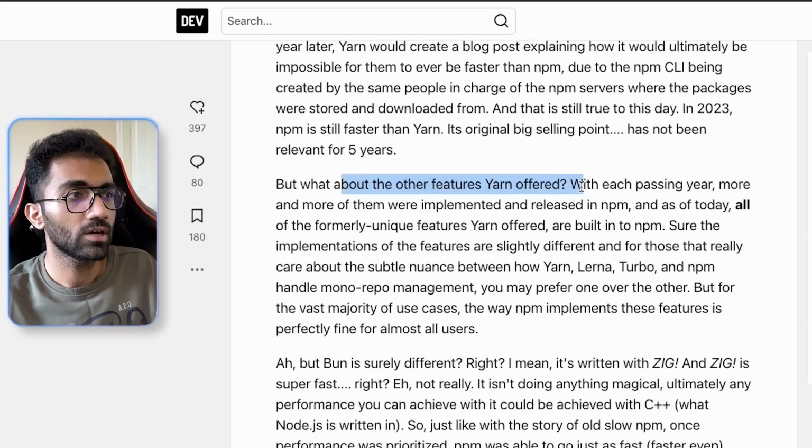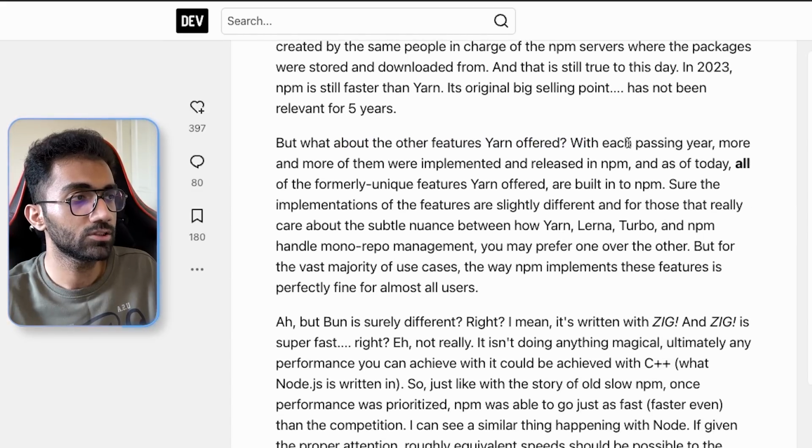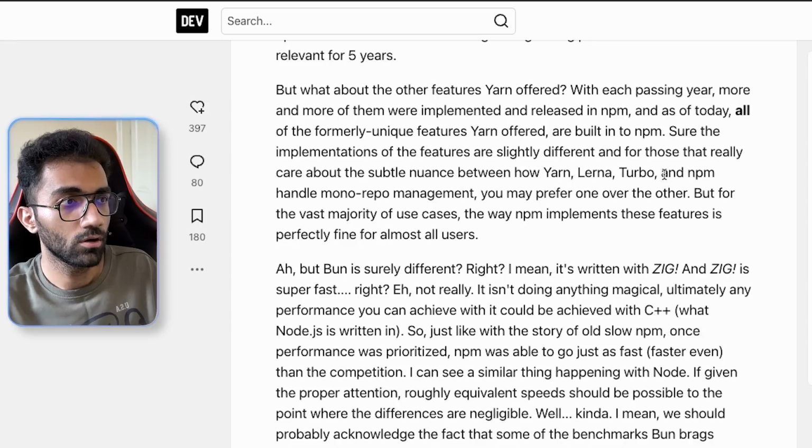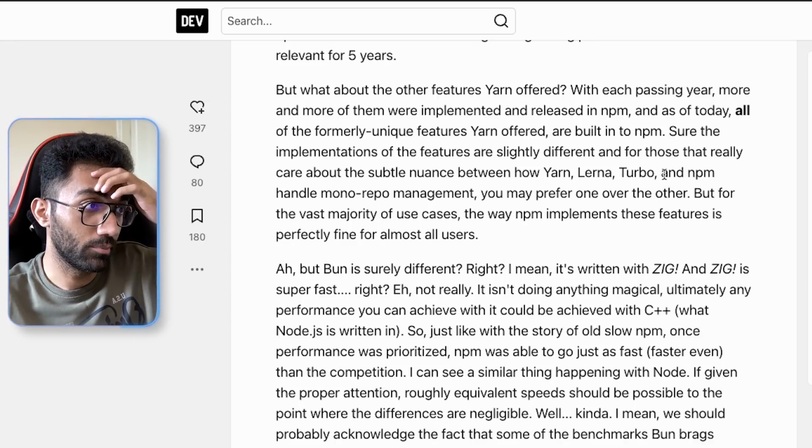So what about other features Yarn offered? Well, with each passing year, more and more of them were implemented and released in NPM. And as of today, all the formerly unique features of Yarn are built into NPM.